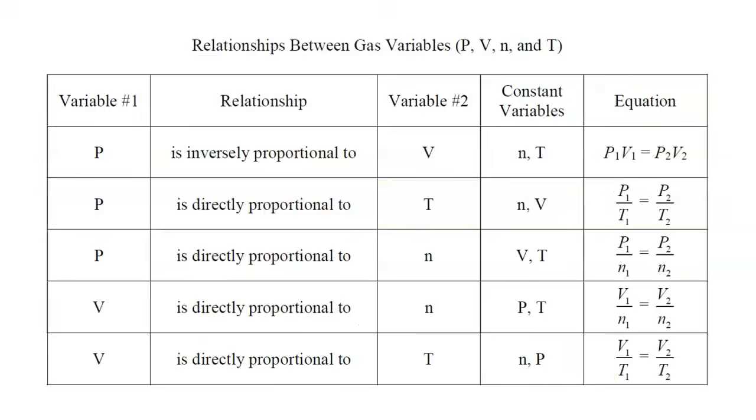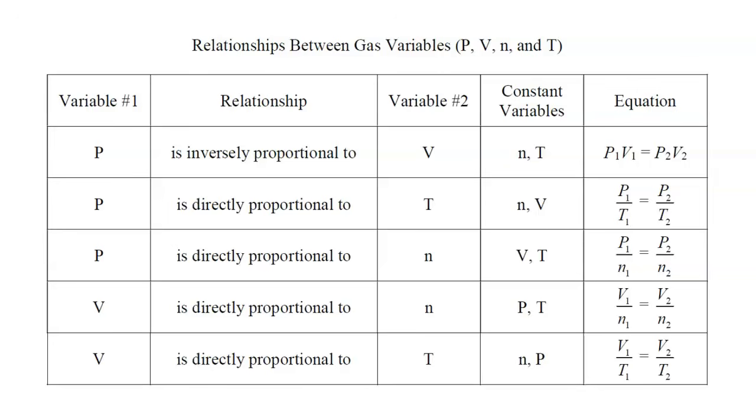Now, let's take a look at the relationships between gas variables. And those gas variables are pressure, volume, number of moles, and the absolute temperature. So in this table, you can see that I'm taking a look at relationships between two gas variables and then holding the other two variables constant. So in our first comparison, it says that pressure is inversely proportional to volume when the number of moles and the absolute temperature is held constant.